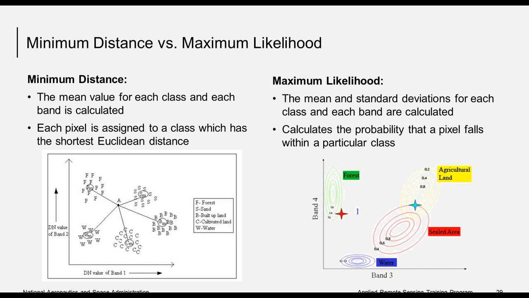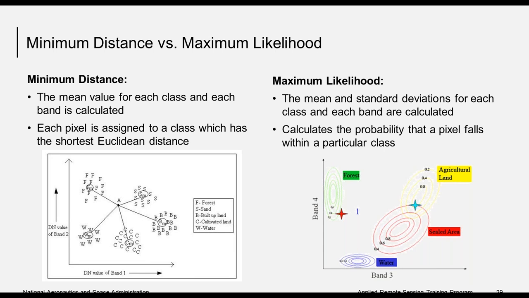For minimum distance, the mean value for each class in each band is calculated, and a pixel is assigned to a class which has the shortest Euclidean distance to that mean. This algorithm is mathematically simple and computationally efficient, but it's not necessarily good for classes that may be spectrally similar to each other.